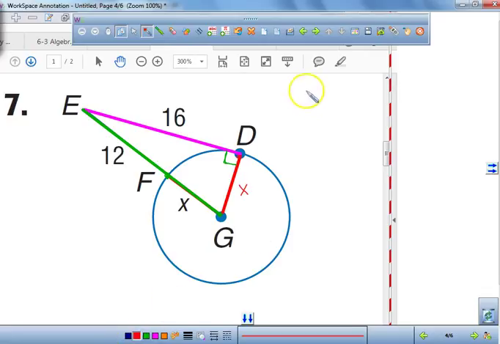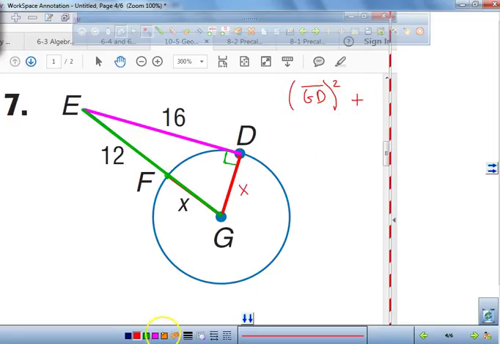Write this down. From G to D, that segment, okay? If you take that segment and you square it, and you add from E to D, that segment squared, that is going to equal your hypotenuse, which is from E all the way to G squared. So this segment squared plus this segment squared equals this segment squared. Okay? So you do the square root at the end. We'll worry about that at the very end. But right now we got to get it set up.